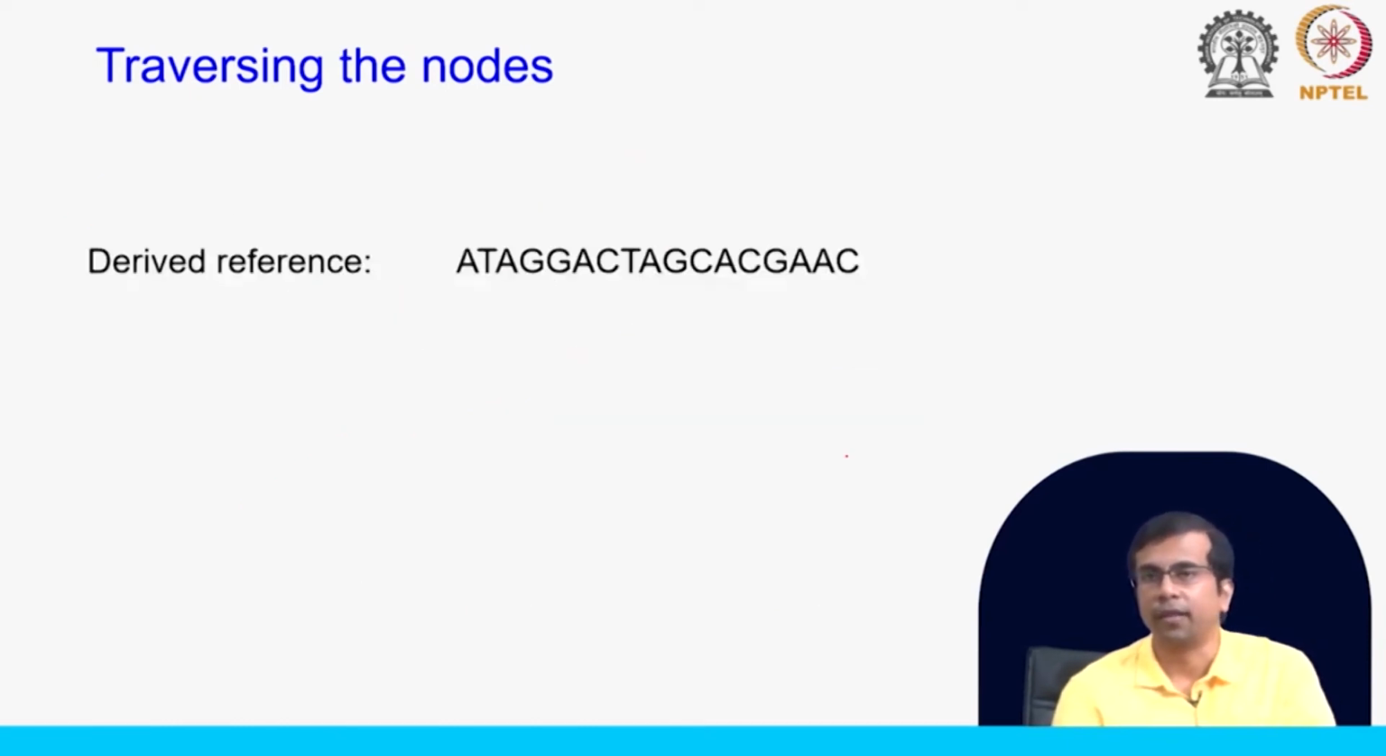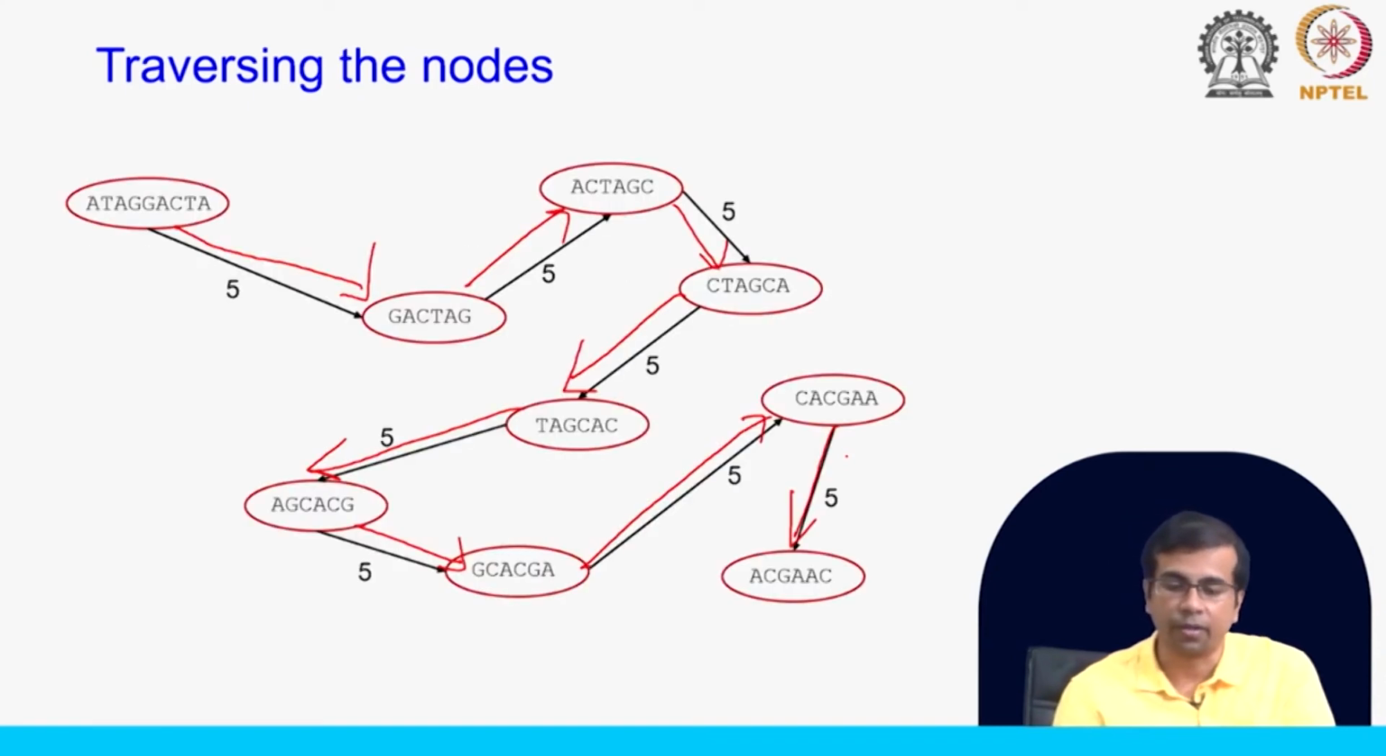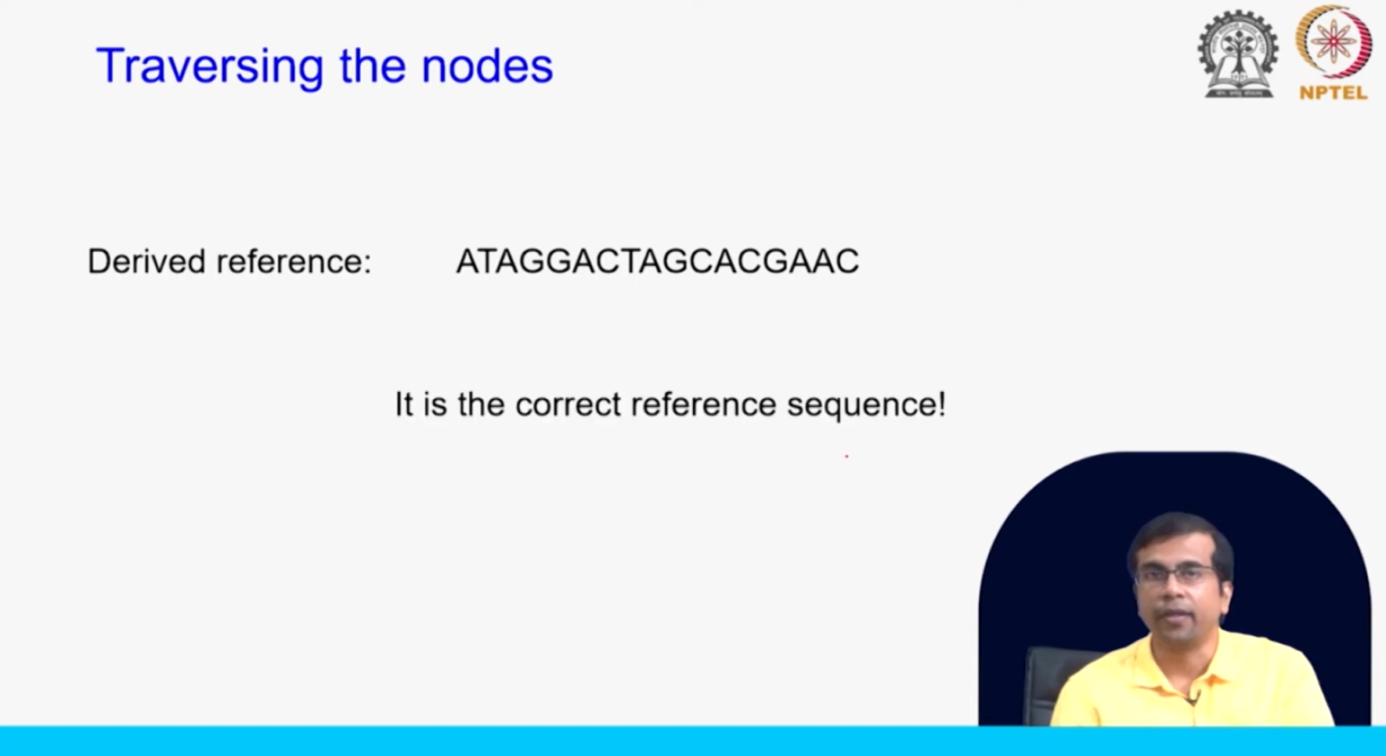And this is the derived reference as you go along these edges. Also keep in mind the overlap length. That will tell us how we should merge these nodes and how we can derive the reference sequence. This is something that is also important. And this is the correct reference sequence that we actually started with in this example. So, I hope this is clear how the layout method actually works.